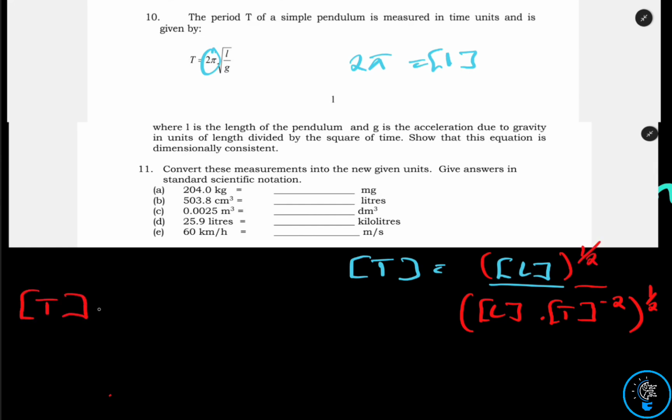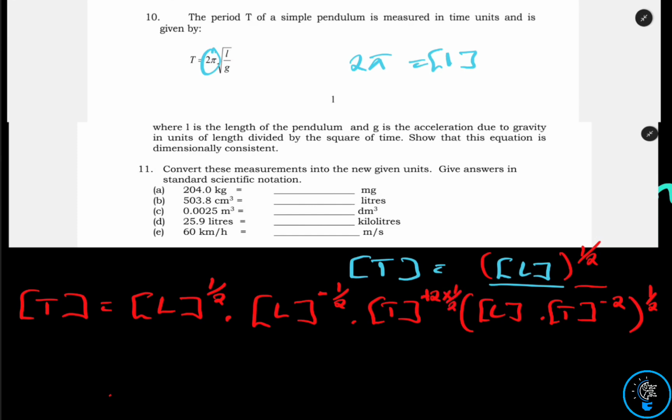So now we have T equals L to the power 1 over 2 times L to the power negative 1 over 2, since it was at the bottom, it would be negative, times T to the power negative, where the negative here will turn into a positive, so it will be plus 2, multiplied by 1 over 2, which is just 1. Then, since the bases are the same, we add the powers: half minus half.